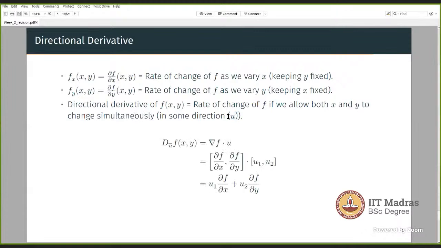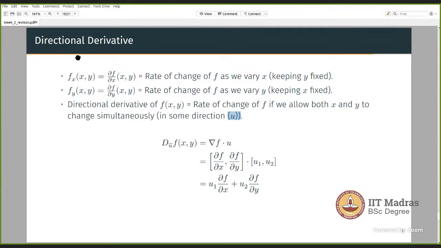So this u should be a unit vector. In case you come across a question where you are expected to find the directional derivative of the function in the direction of a vector, and that vector is not a unit vector, the first step is to convert it into a unit vector. I hope you know how to do that. You divide the components of that vector by the magnitude of that vector, right? That's how you get the unit vector, which gives you the direction.